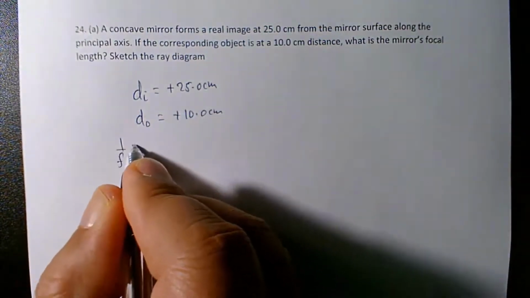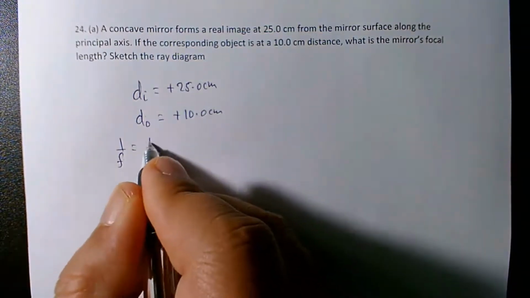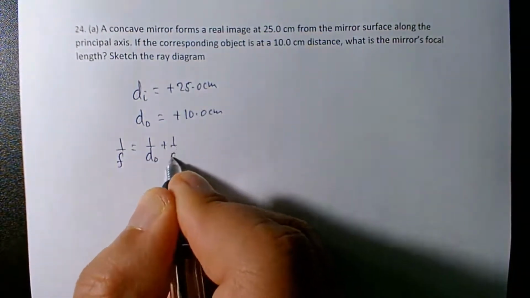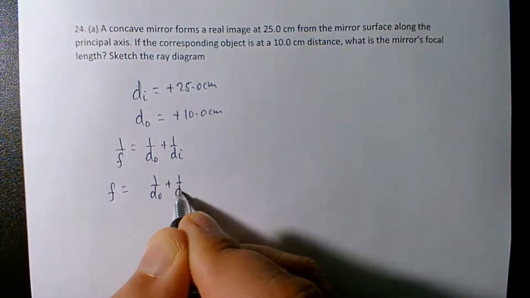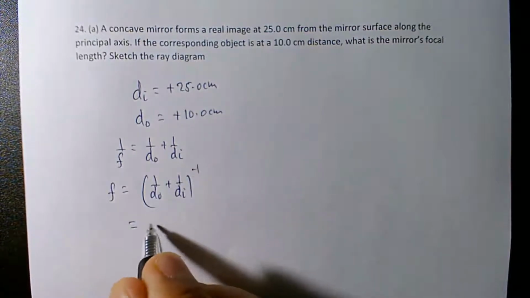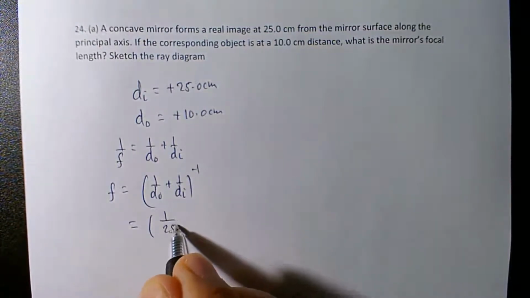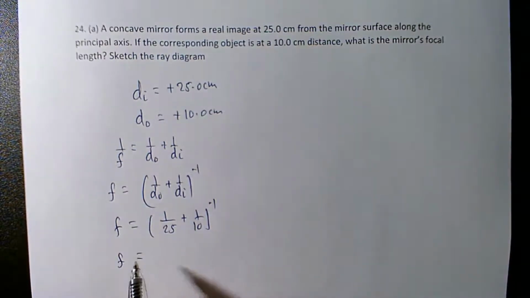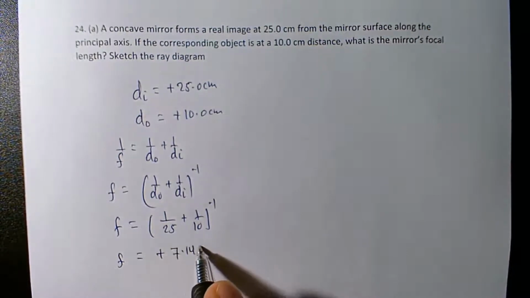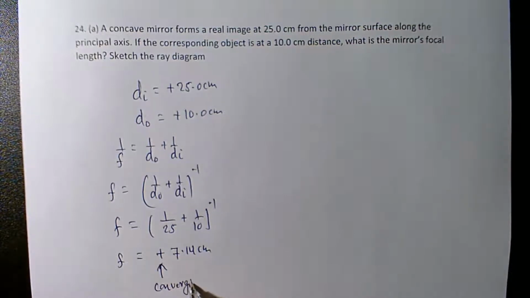So then using the mirror formula, which is same as lens formula, 1 by do plus 1 by di, then you can find the focal length, right? So 1 over 25 plus 1 over 10, inverse, and that's going to give you positive 7.14 centimeter. And positive makes sense because it's converging. That simply means the focal length being positive simply means it's a converging mirror, which is a concave mirror.